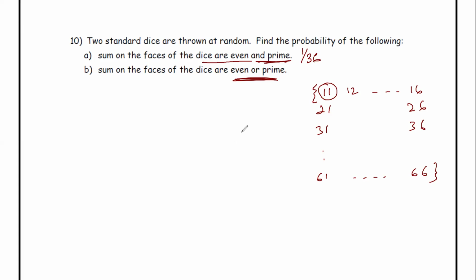Now you can pause the video and solve B: the sum on the faces of the dice is even or prime. Almost 90% of you will be working it in a particular fashion. 10% of you will be working with the shortcut, the trick which I am going to solve now. So I'll start with the solution for the second one.